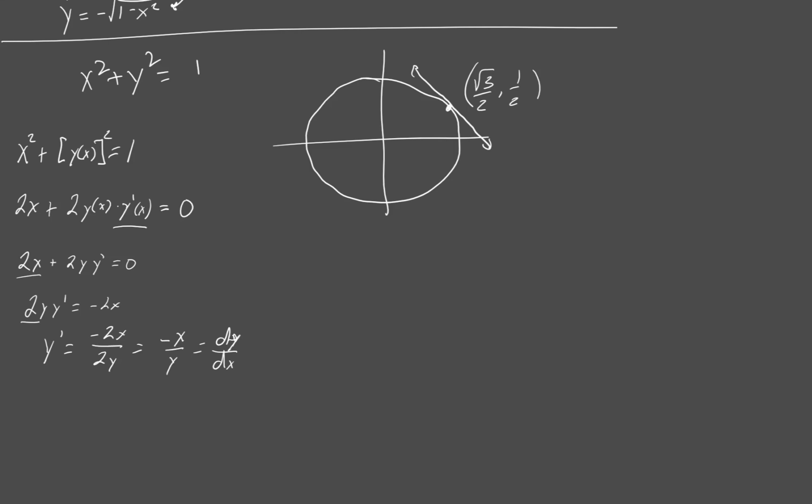Now I wanted to know the derivative at the square root of 3 over 2 comma 1 half. So I'm going to replace all the x's here with the square root of 3 over 2, and the y's with 1 half. And so at square root of 3 over 2 comma 1 half, y prime equals negative square root of 3 over 2 with 1 half in the denominator, which is the negative square root of 3. So there is the slope of that tangent line.